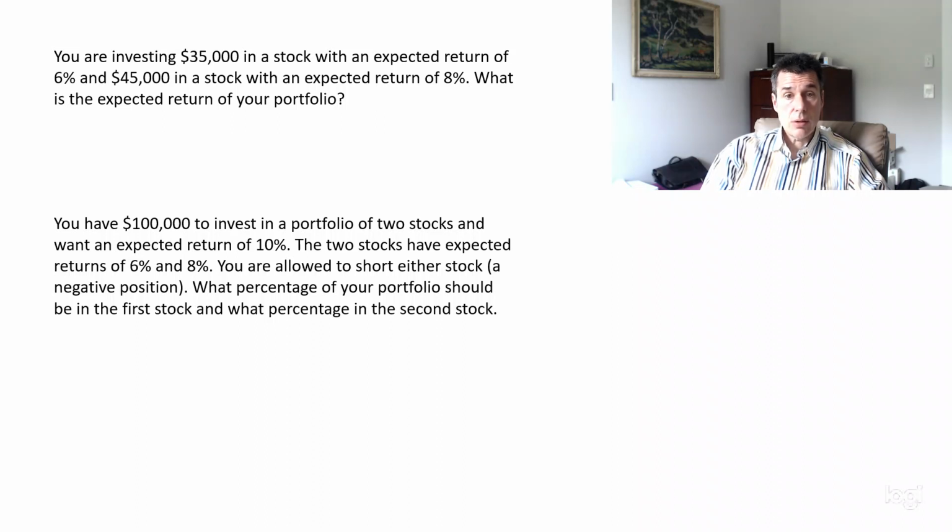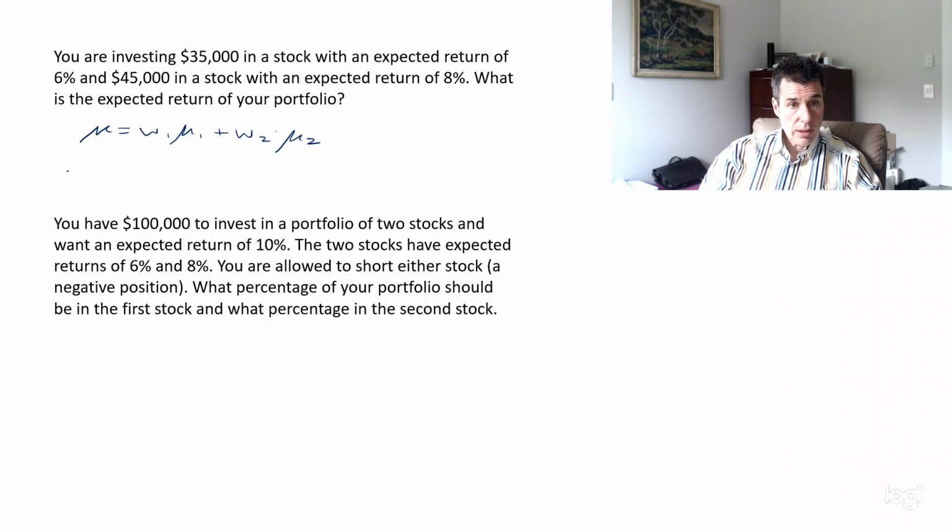In this video, I'm going to solve a couple of problems regarding expected return. So this first problem is we're investing $35,000 in a stock with an expected return of 6% and $45,000 in a stock with an expected return of 8%. And we want to know what the expected return of our portfolio is. So this is going to use our formula. Our expected return is weight 1 times return 1 plus weight 2 times return 2.